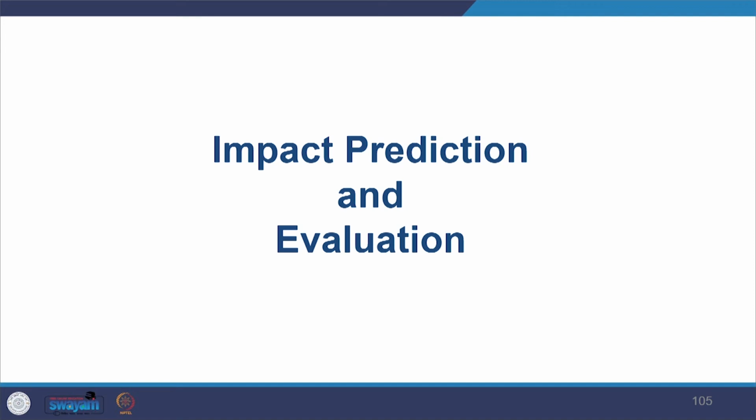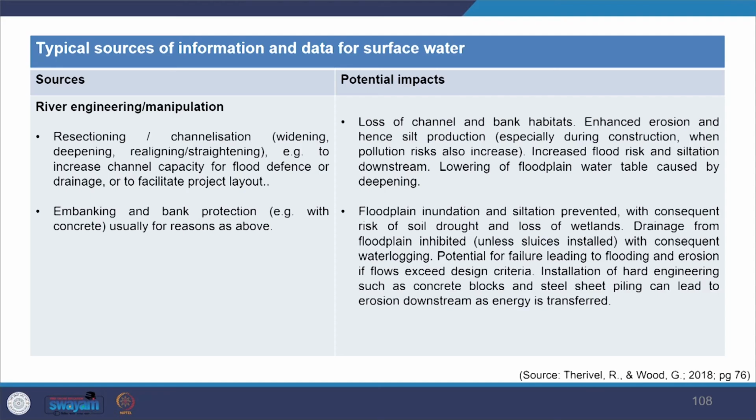Moving to the next stage of impact prediction and evaluation, we see potential direct impacts on the water environment arising from different development activities. And you may note that local data and information is key for the purpose, and also expert judgment is required to contextualize your studies. For example, the sources for indirect impacts could be river engineering manipulation such as widening of the river, deepening or realigning and so on. Embanking and bank protection. So these could be the source of impact.